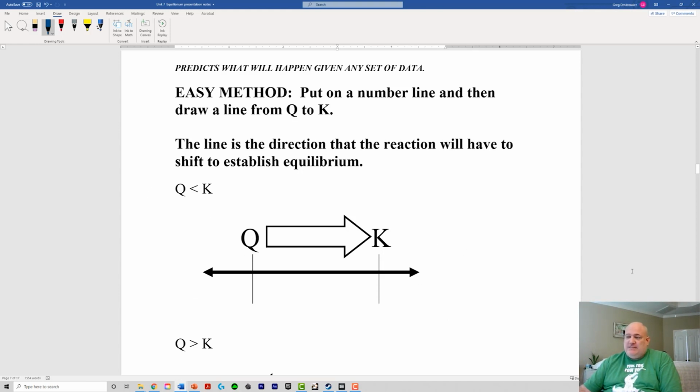Now in this case, our Q is smaller than our K, so we're going to put it to the left on the number line. And which direction will the reaction shift to get to the K? Well, it'll have to shift to the right. So that means that we do not have enough products and we'll have to shift to the right.